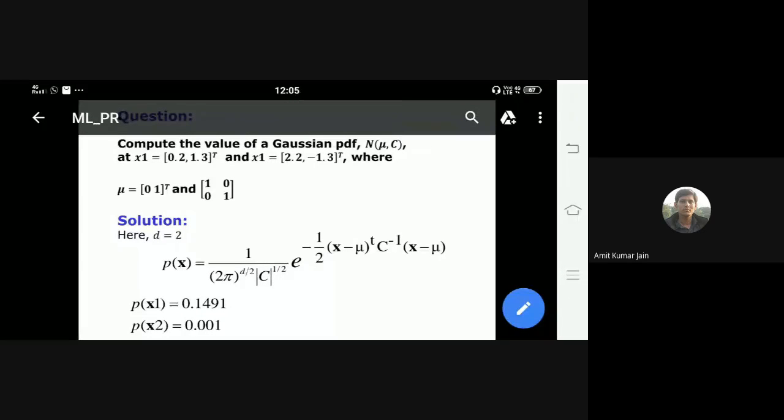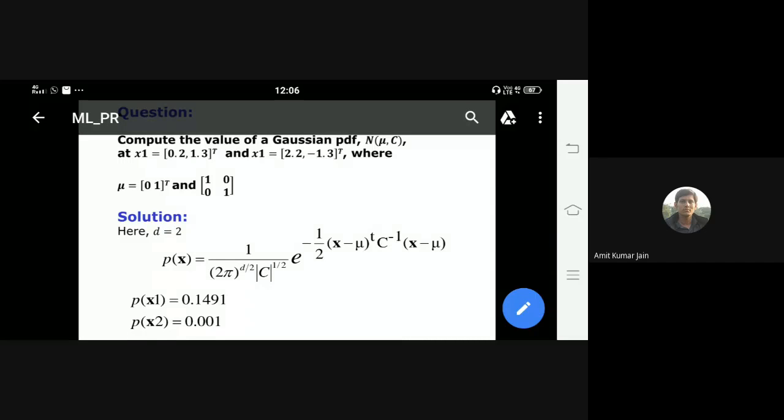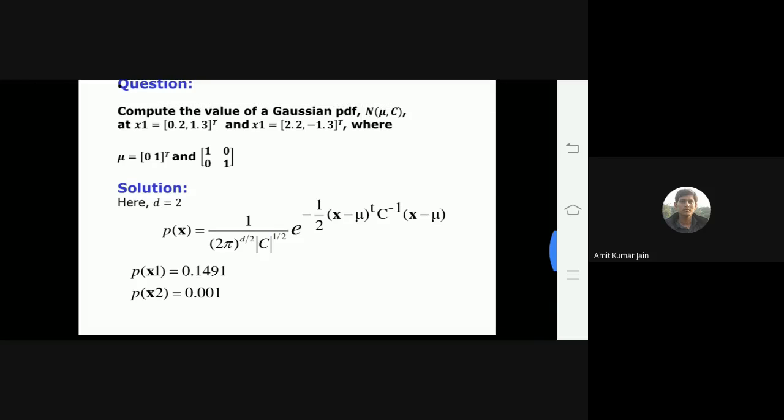I'm just talking about the tricks. It should start with 1 cross something, because x is a vector and mu is a vector here. So it should start with 1 cross 2, followed by 2 cross 2. The output will be 1 cross 2. Then the last one is the transpose of the first, so of course it will be 2 cross 1. So the output will be 1 cross 1. In this way, you will implement it.